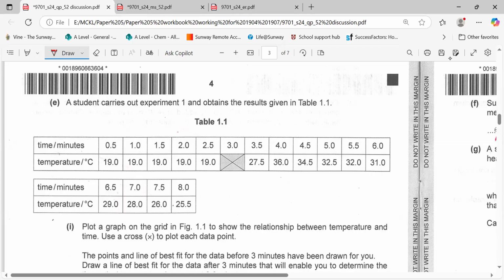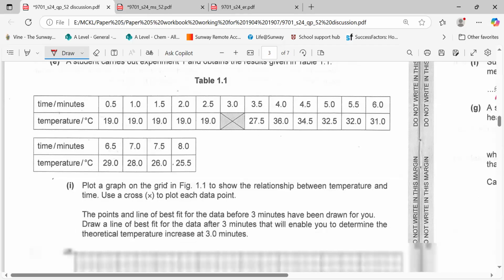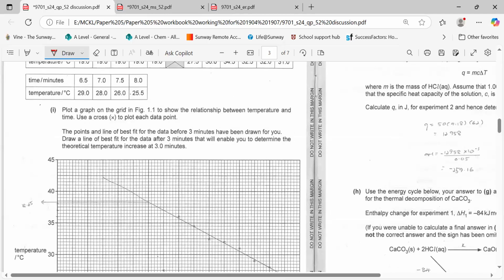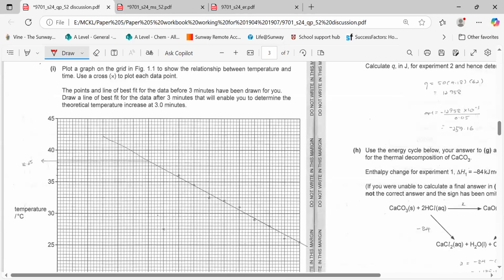Now part E. A student carried out experiment 1 and obtained the result given in table 1.1. Now, at the time that you add the calcium carbonate, you cannot take any reading because you're too busy adding it. You don't have enough hands. Decimal place for temperature reading is always 1 dp. Now plot the graph on the grid in figure 1.1 to show the relationship between temperature and time, and use a cross. Remember, please don't plot too big. Plot teeny, weeny small. Please don't make the diameter of the cross as big as this. Try to go smaller than the smallest box diameter.